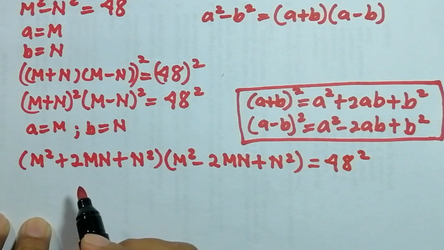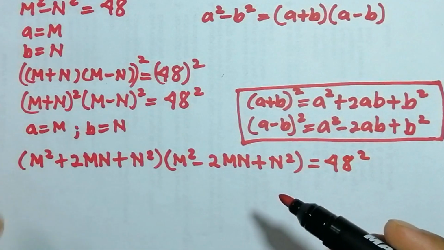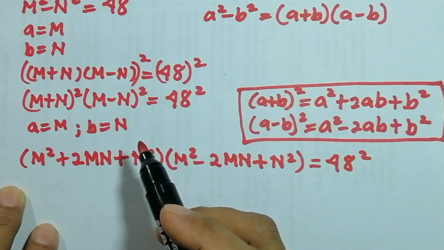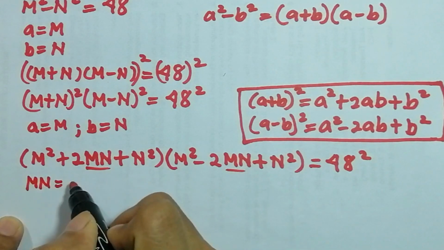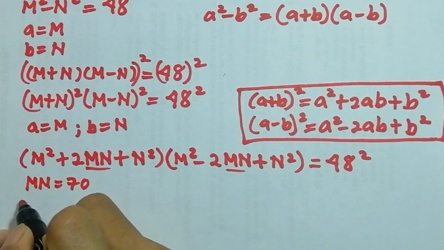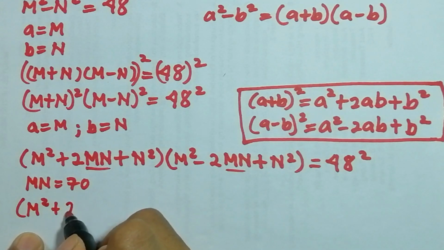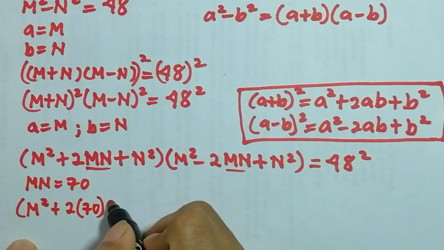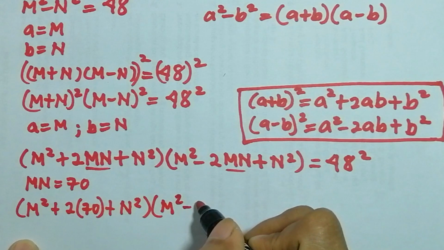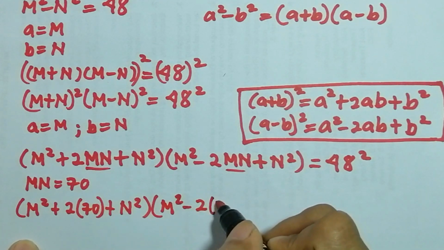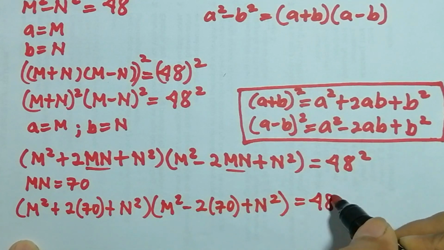Where in equation 2, mn is equal to 70. So we have mn here is equal to 70. Then we substitute 70 in place of mn. Okay, this one, where mn is equal to 70. So we write this as m squared plus, mn is 70, 2 times 70, plus n squared, times m squared minus 2, mn is 70, plus n squared is equal to 48 squared.